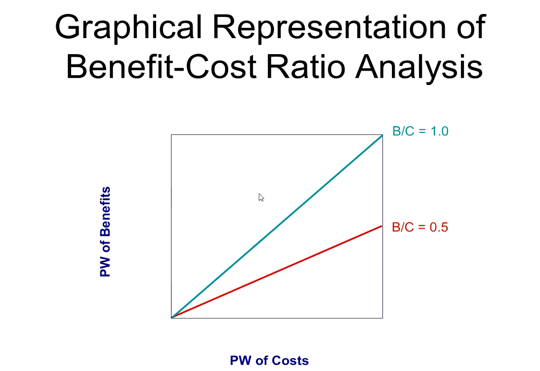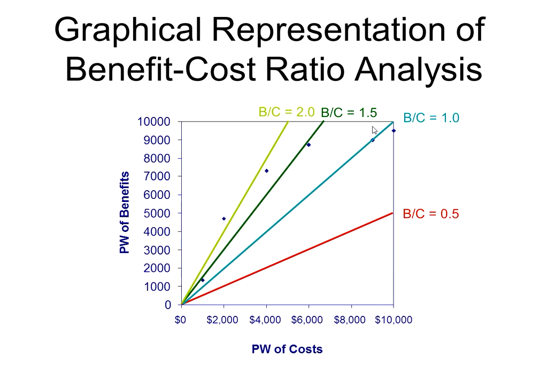So this red line is benefit to cost equals 0.5, which is less than 1. So we don't want to be there. And this green line that just appeared here is when benefit to cost is 1.5. So we would want to be somewhere here, right? Because it's more than 1. Again, this is even higher. This is benefit to cost is 2. So again, if you look at these, and then plot some of our projects, this is where they fall.